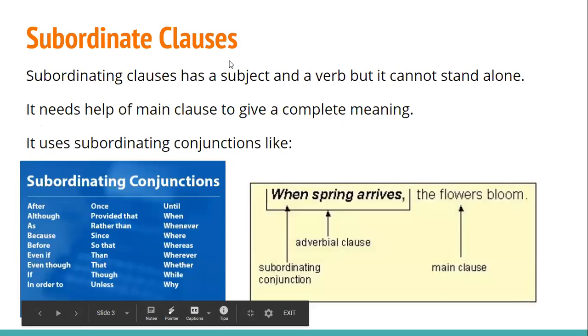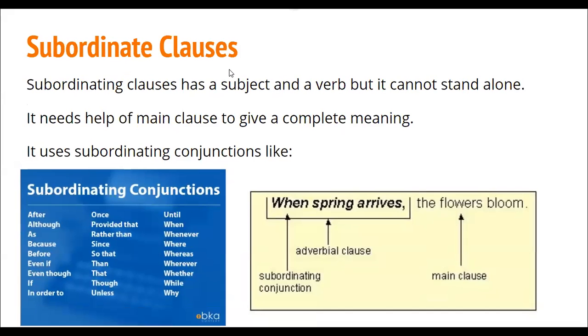So what is a subordinate clause? A subordinate clause has a subject and a verb, but it cannot stand alone. We know that a main clause can give meaning and does not need the help of other clauses, whereas a subordinate clause needs the help of a main clause to give a complete meaning. Subordinating conjunctions like after, though, as, because, before, even if, even though, if, in order to, etc. are used in subordinate clauses.